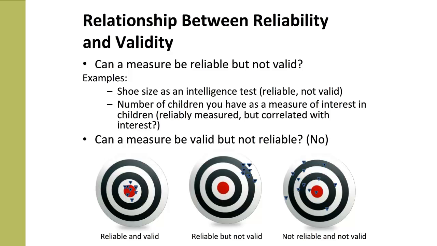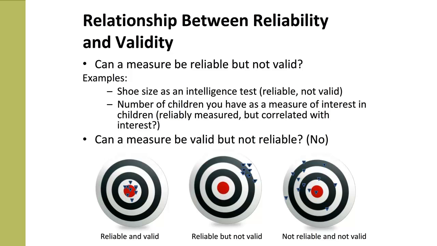So the next question we have here, can a measure be valid but not reliable? And the answer is absolutely not. So we want to know that the test is measuring what it says that it's measuring, but if the results are just all over the place, then we don't have evidence for that. So reliability is a necessary component of validity, but of course it's not the only component. So you have to have it and then a little bit more.